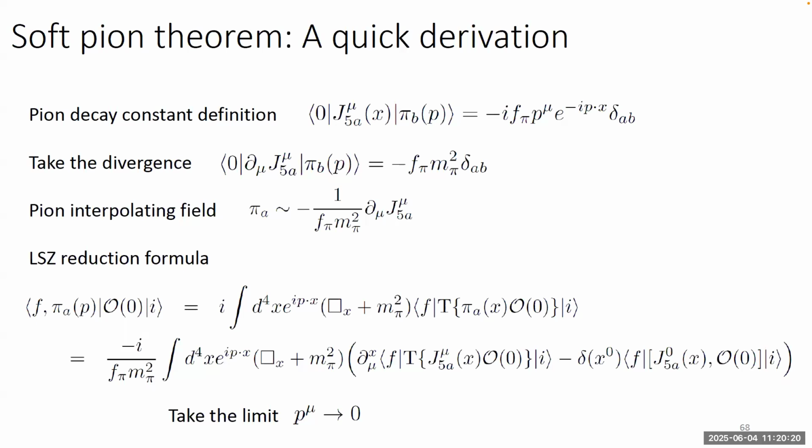Okay, so the bottom line is that D of the pion is completely fixed by the chiral symmetry, which is remarkable. This is not the case for the protons.